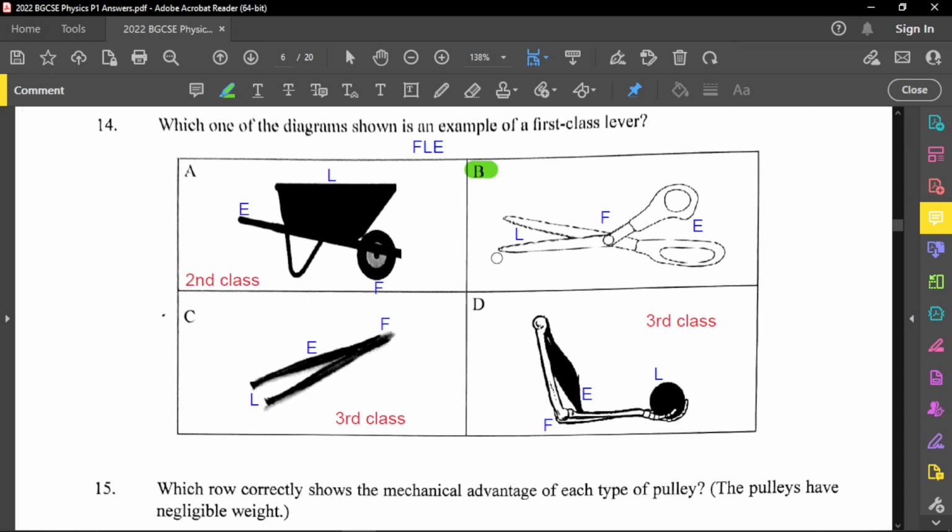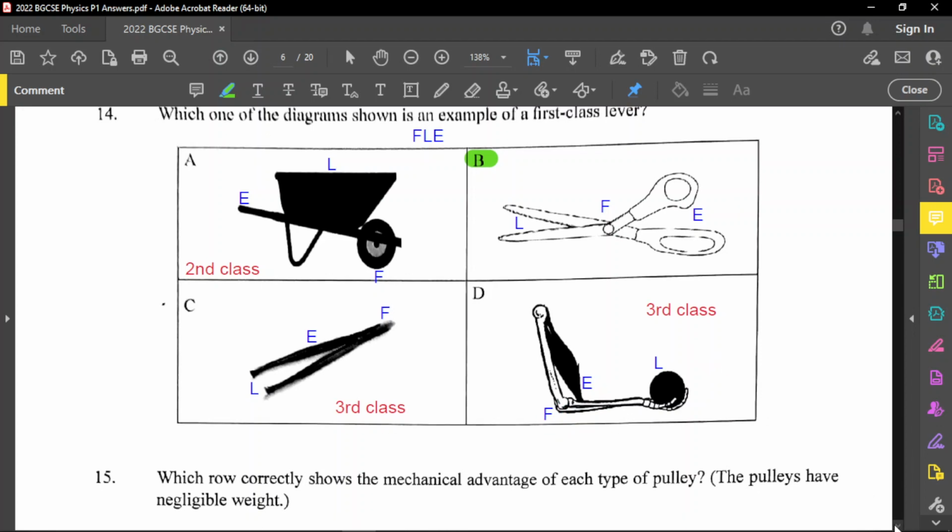For option B, it is a first class because the fulcrum is in the middle. All right, and option C is a third class because the effort is in the middle. Similarly for D, the effort is in the middle, which is the muscle. The muscle is the effort, so it's in the middle of the force and the load. So therefore, it's a third class. So the answer there is B.